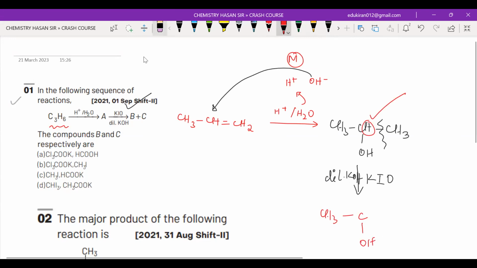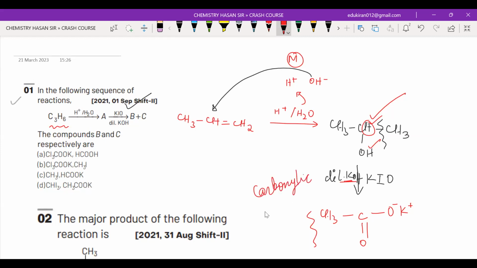Oh, wait a minute. No. Okay. We need to oxidize this. So how are we going to oxidize this? We are going to remove this hydrogen as well as this hydrogen. So there will be a double bond and then O negative and K positive. This K positive comes from here. This will basically be carboxylic acid salt.